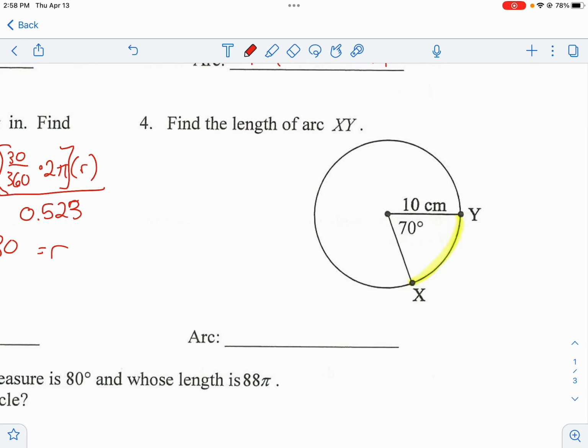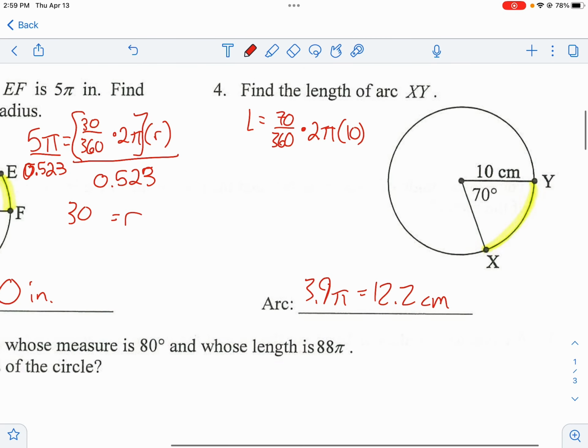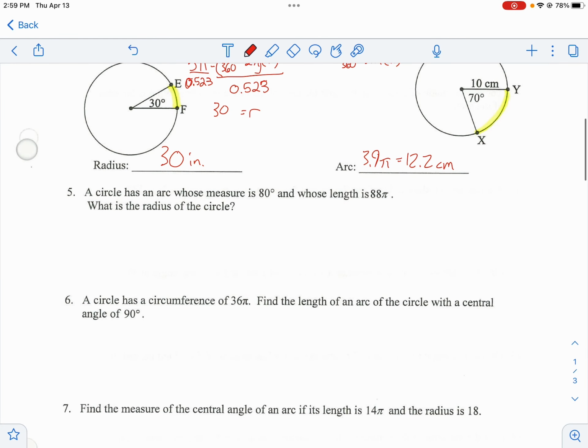The length of arc xy, so we want to say length is equal to 70 over 360 times 2 pi times 10. My radius is 10 there. So 70 over 360 is going to be a little bit over 1/6 times 2 times 20, I should say. So it's about 3.9 pi or 12.2 centimeters. 3.9 pi or 12.2 centimeters, depending on if I want it in terms of pi, or in terms of just nearest tenth.